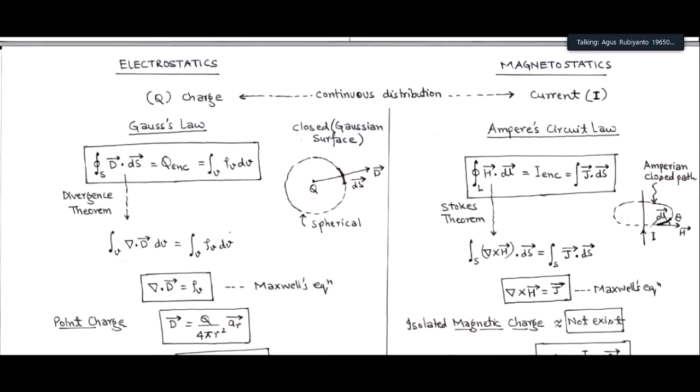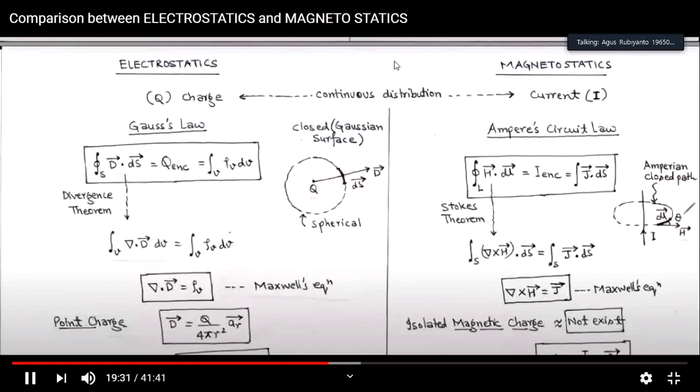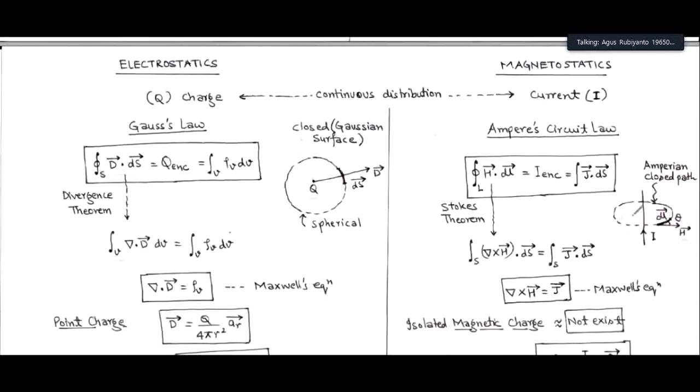On this closed path, we consider a differential length dl vector, and on this closed path, the H vector makes a tangent. So there is an angle between the H vector and dl vector, and after taking a dot product of H vector and dl vector over a closed path, we get Ampere's circuital law. So after taking a closed line integration of H vector dot dl vector, this is equal to the current enclosed by this Amperian closed path.